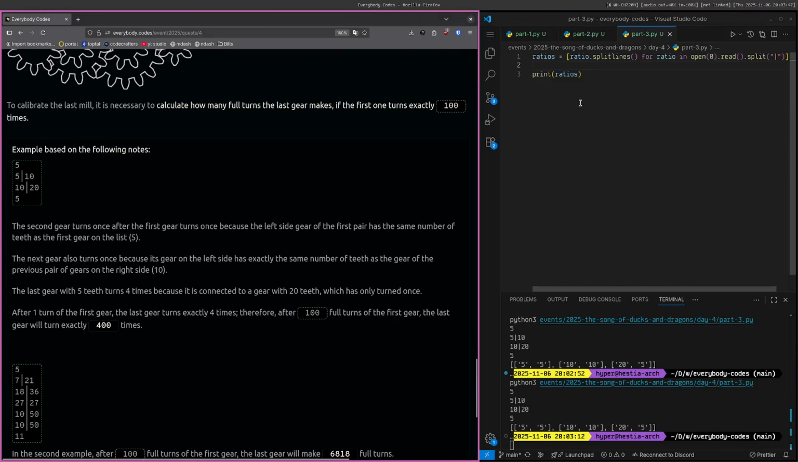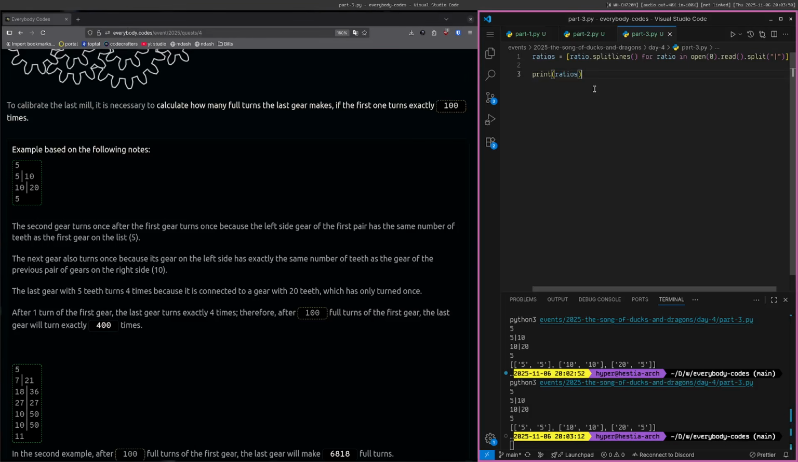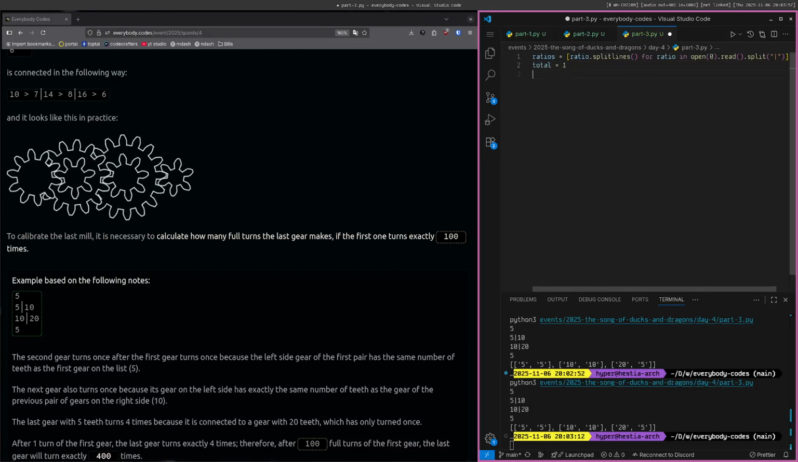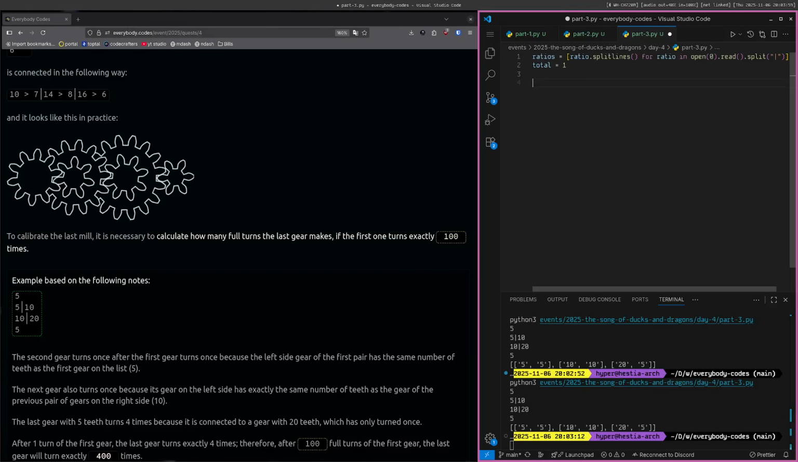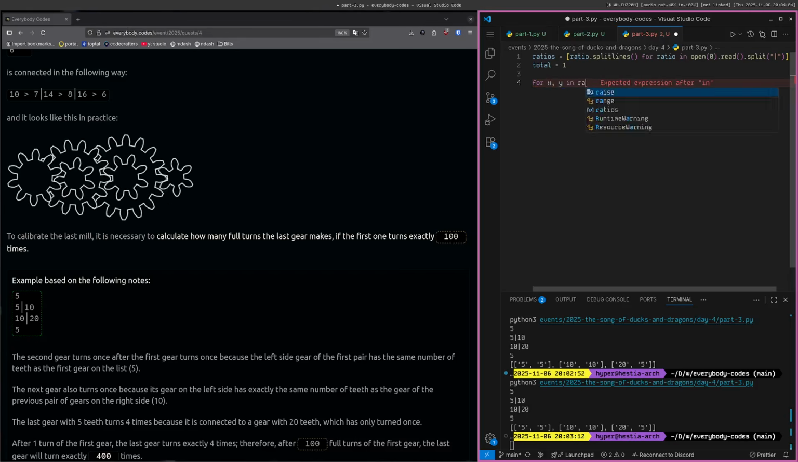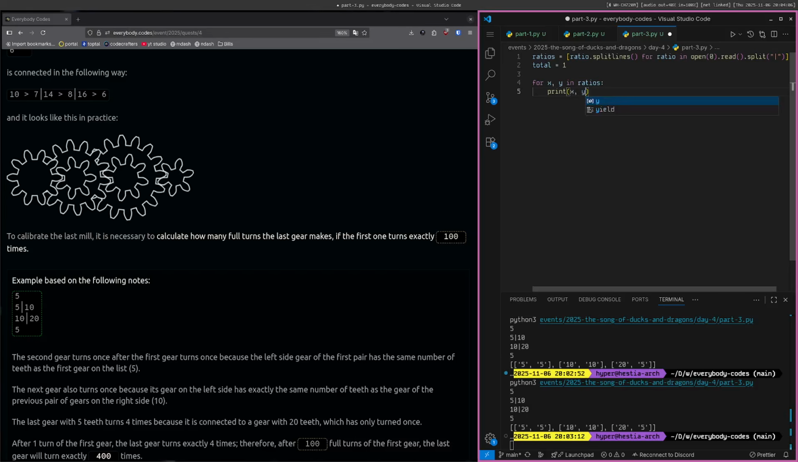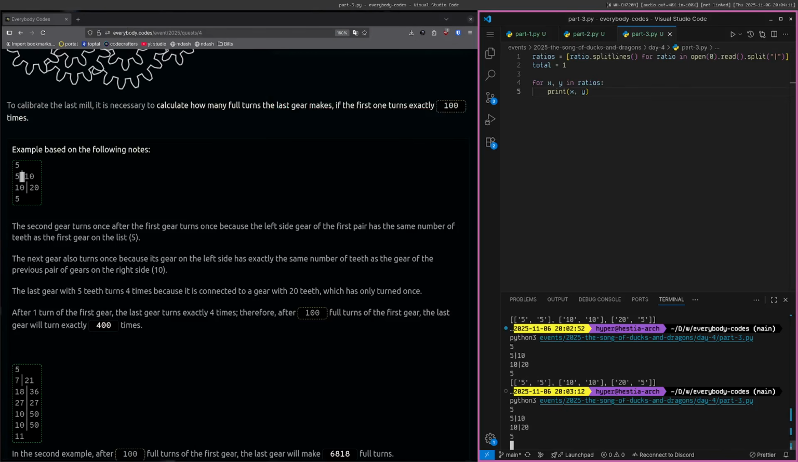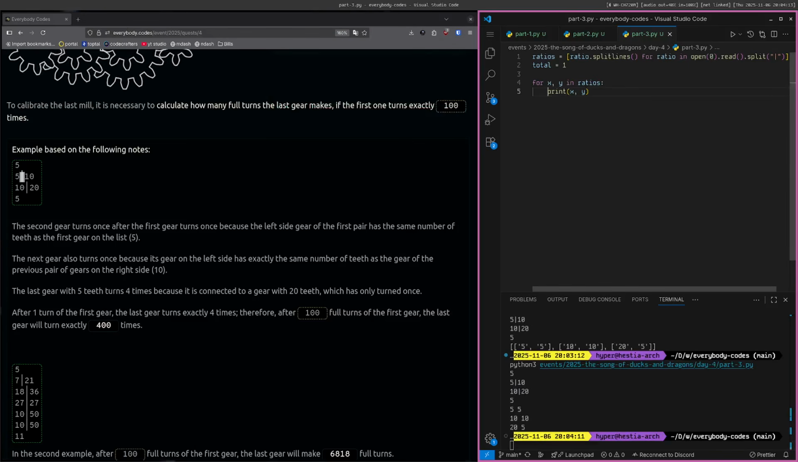And then we basically just need to take the product of all of the ratios. So we can set a total ratio, which is initially just going to be 1 because when we're taking a product, we need to start at 1. And then we can say for x, y in ratios, this will go through each of the gear ratios, so 5, 10, 10, and 25. And then we can just say total times equals the ratio between these two gears. And the ratio will just be x divided by y.